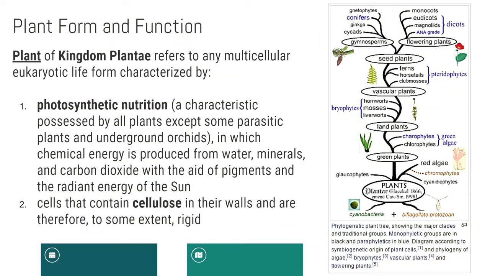In our previous video, we identified the general characteristics of plants. Plants belong to kingdom Plantae and they refer to any multicellular eukaryotic organisms. They're capable of photosynthesis, in which chemical energy is produced from raw materials such as water, minerals, and carbon dioxide, with the help of pigments, specifically chlorophyll, and the radiant energy coming from the sun. They have cell walls made up of cellulose that makes them rigid when filled with water.